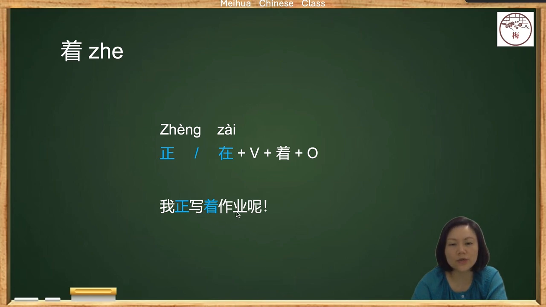我正写着作业呢。So in translation, we should say, I am writing the homework. I am writing. It's a progressive aspect. 你在画着画吗？画着画. See, this is the pattern, right? So it must be a progressive aspect. Usually we can add either 正 or 在 before the verb. 你在画着画吗 or 你正画着画吗, this is more native, actually. To add 正 or 在 before the verb, this is more native in Chinese.